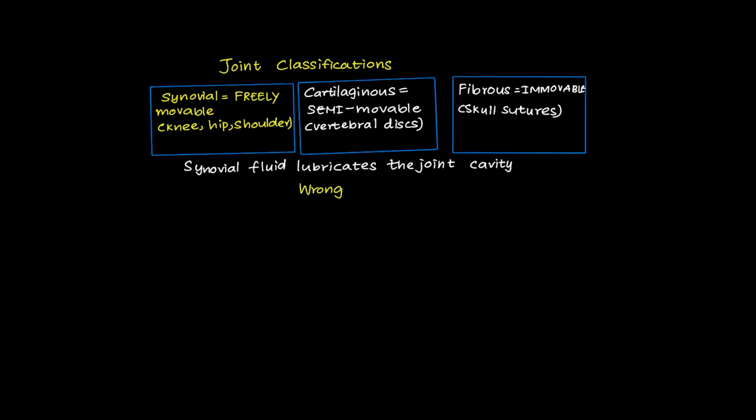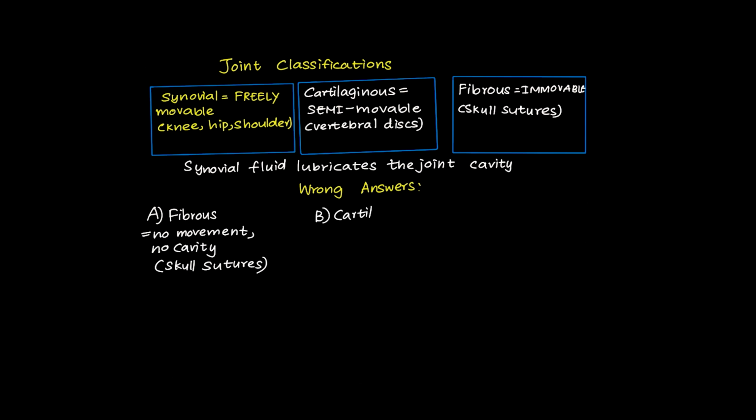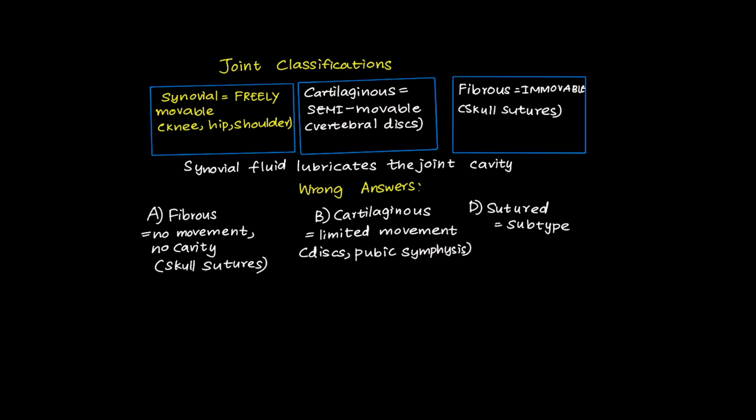Fibrous joints are the opposite, completely immovable, called synarthroses. The skull sutures are the classic example. Bones fused together by dense fibrous tissue with no joint cavity and no movement. Cartilaginous joints sit in the middle, semi-movable, called amphiarthroses. The intervertebral discs and the pubic symphysis are examples. Some movement, but limited. Sutured joints are simply a subtype of fibrous joints found specifically in the skull.